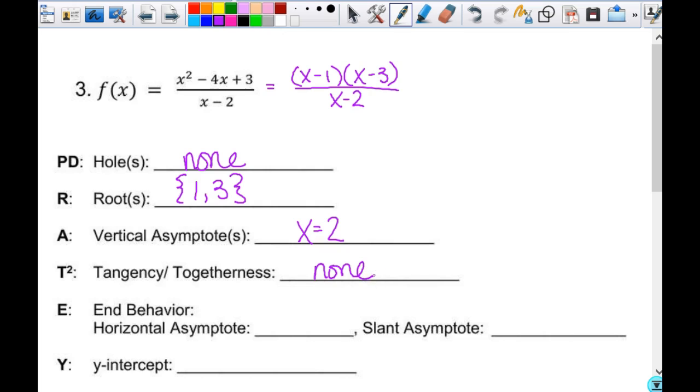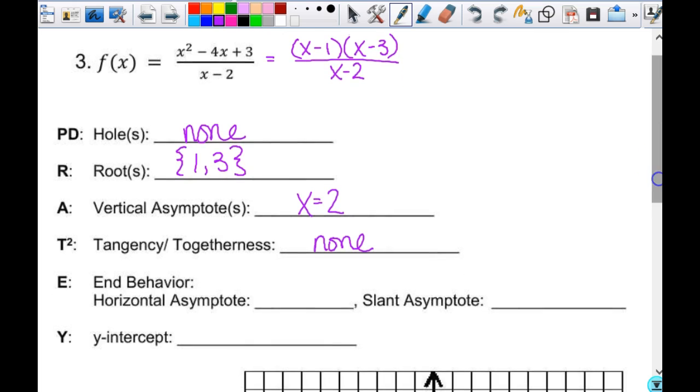My end behavior, my horizontal asymptote: it is top heavy, so it is none. And it is only top heavy by 1, which means I do have a slant asymptote. In this case, since the denominator is a linear binomial, I can use synthetic division. So we use this right here: 1, negative 4, 3.